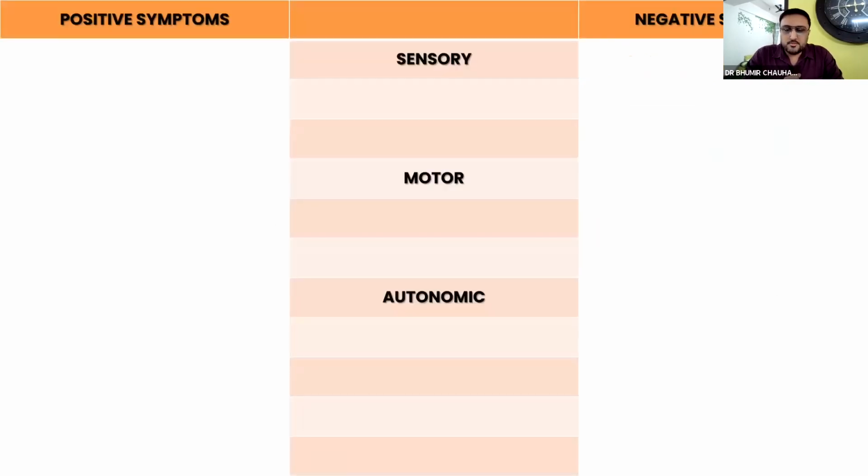Now let us come to the symptoms. What are the basic symptoms that the patient will report? Neuropathy symptoms can be classified as positive symptoms and negative symptoms, and those with sensory, motor, or autonomic functions.